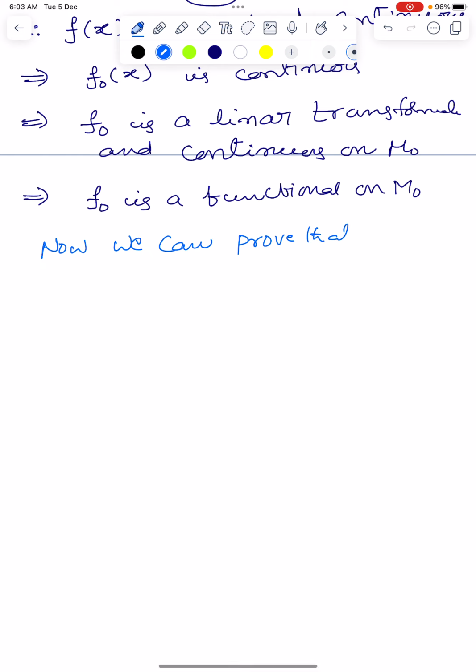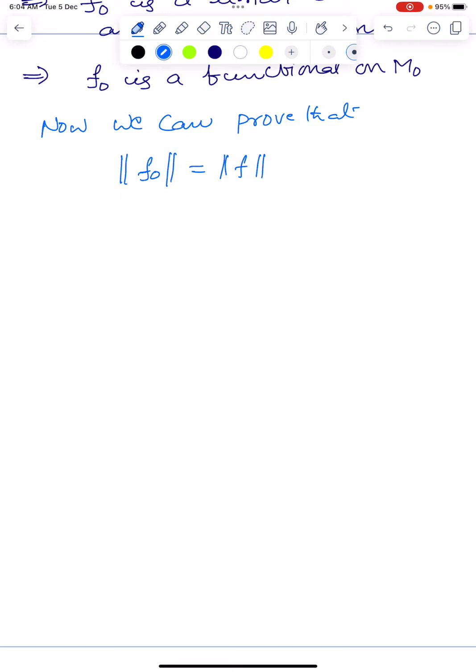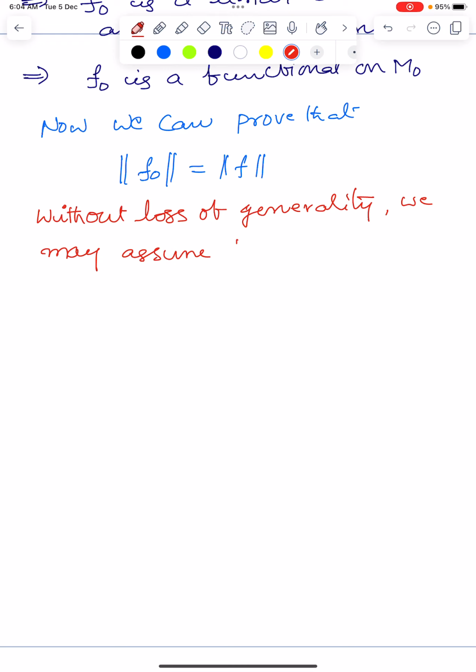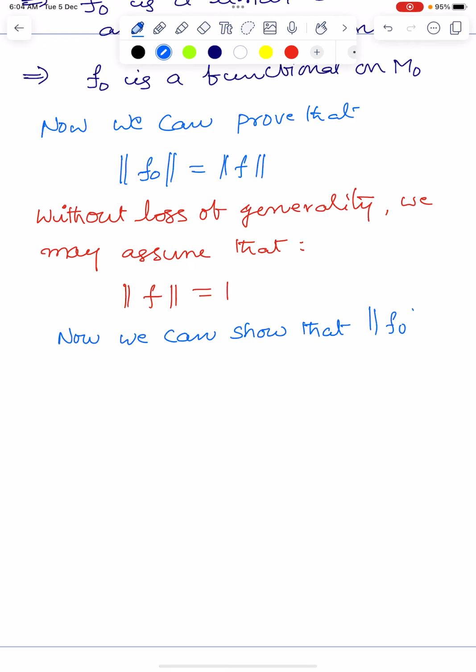Next we prove that norm f naught is equal to norm f. It remains to prove that norm f naught is equal to norm f. Without loss of generality, we may assume that norm f is equal to 1. Now we can show that norm f naught is also equal to 1.